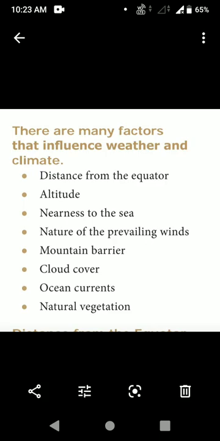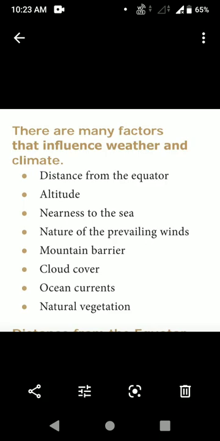So next factor is the nearness to the sea. What do you know about this nearness to the sea? The climate of a place varies according to its nearness to the sea. Places near the coast, near the seashore, how will it be?